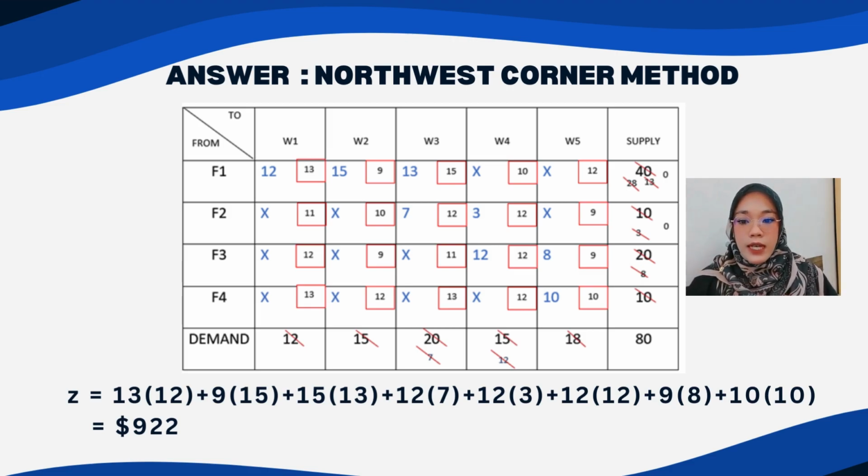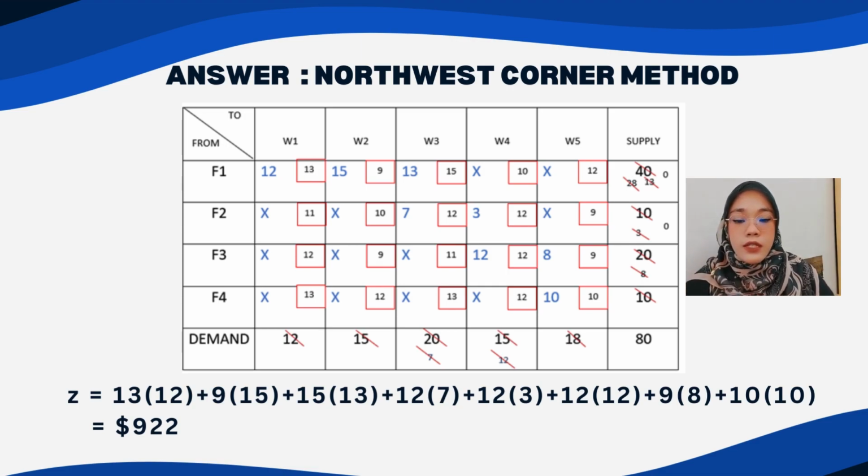Next, we will look at the demand from warehouse 2 because the first cell of warehouse 2 is on the top left, excluding the cell that has been filled in. The demand needed for warehouse 2 is 50 units and it can be completed and supplied by factory 1 because factory 1 has a balance of 28 units after subtracting 12 units.